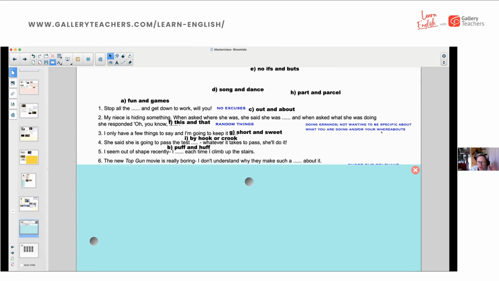And you know, the new Top Gun movie, I actually watched it. And to be honest, I don't understand why they make such a song and dance about it. Why do they talk about it so much? This is overreacting, like my husband about the toothpaste. I don't really understand, because the film is boring. I don't understand why they make such a song and dance about it.